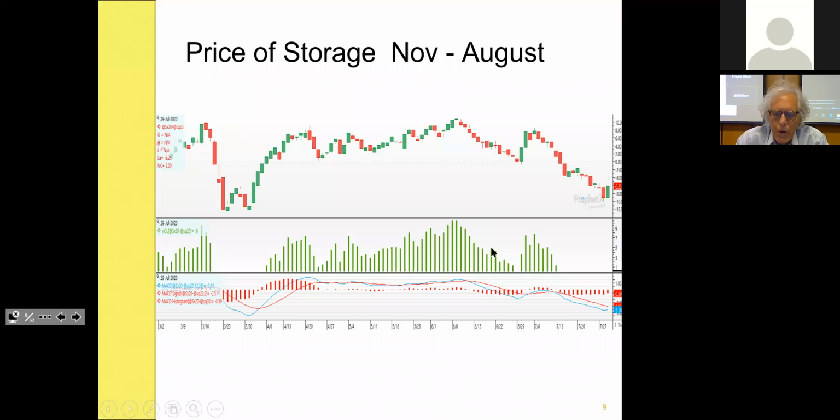Here's the history of the price of storage. You can see this is the November minus August price of storage. We peaked out here in about early June at about 10 cents, and since then it's been declining. This is how we keep track of it. And now it's really a negative movement in the underlying price of storage.